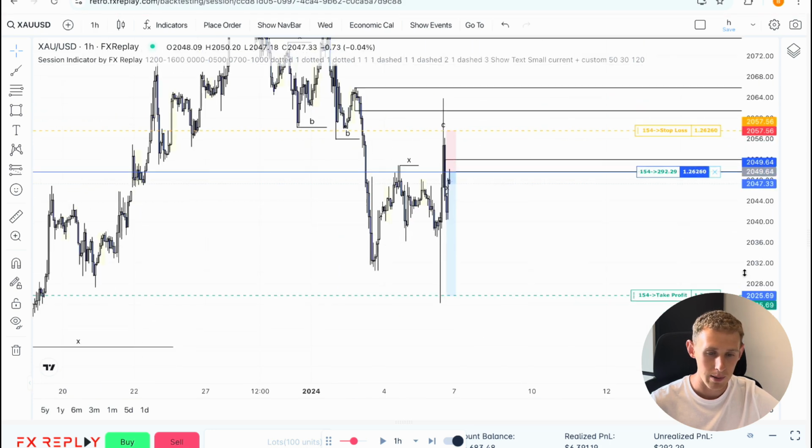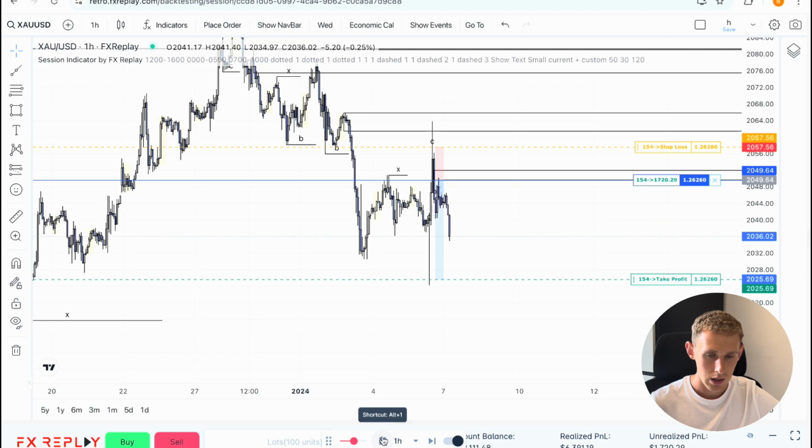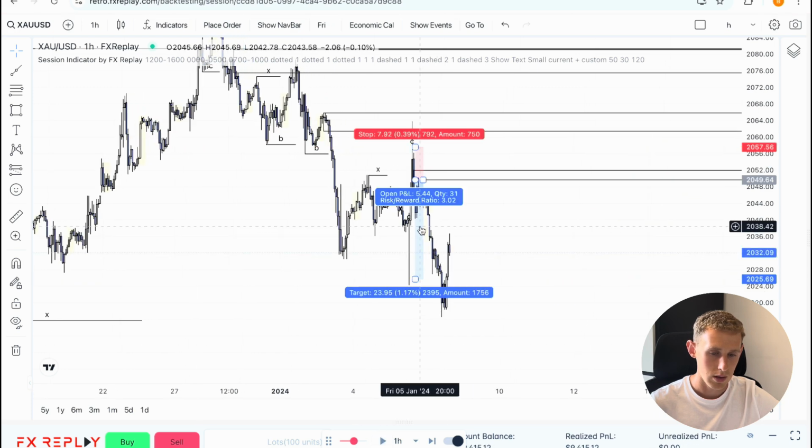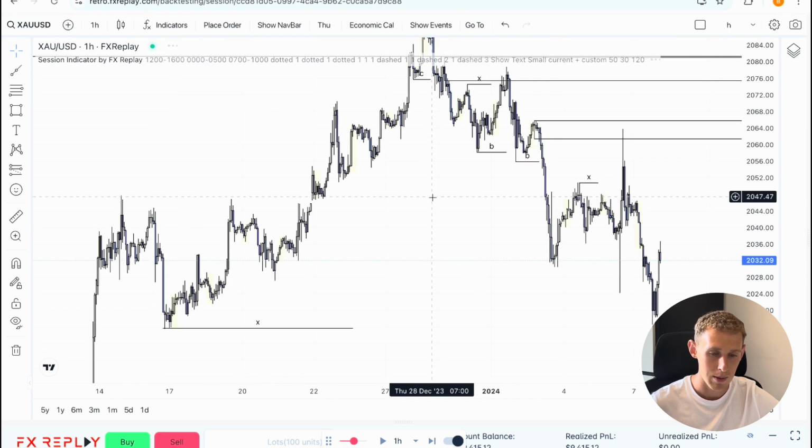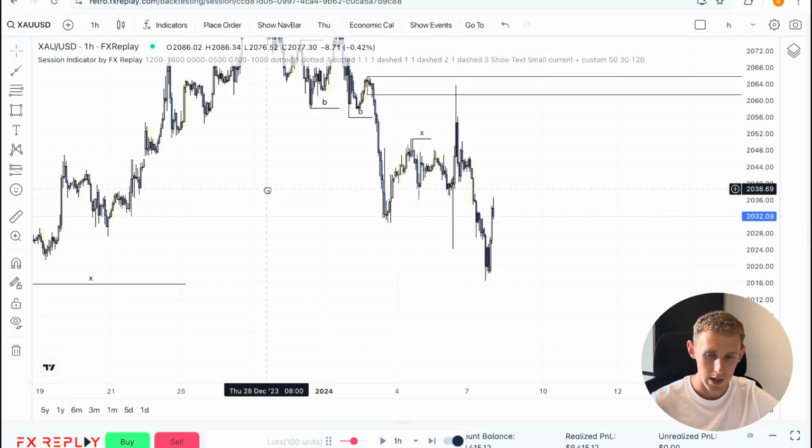I'll play it on higher time frame just so it's a bit quicker for you guys. Nice one. So perfect trade actually. Price just tagged us in and then instantly went to TP. So that was pretty nice.